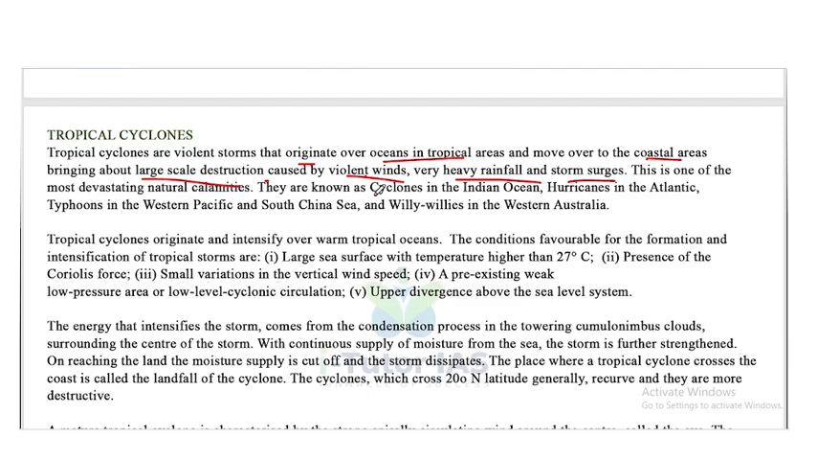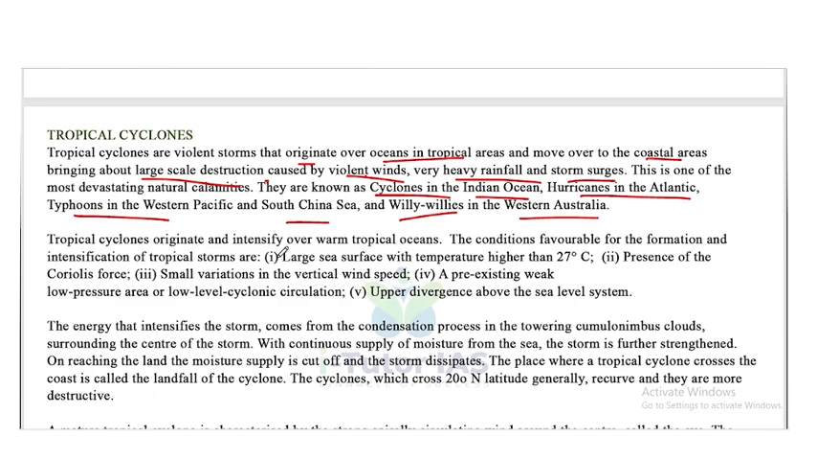They are known as cyclones in the Indian Ocean, hurricanes in the Atlantic, typhoons in the Western Pacific and South China Sea, and willy-willies in Western Australia. So the tropical cyclones are known by different names in different places.